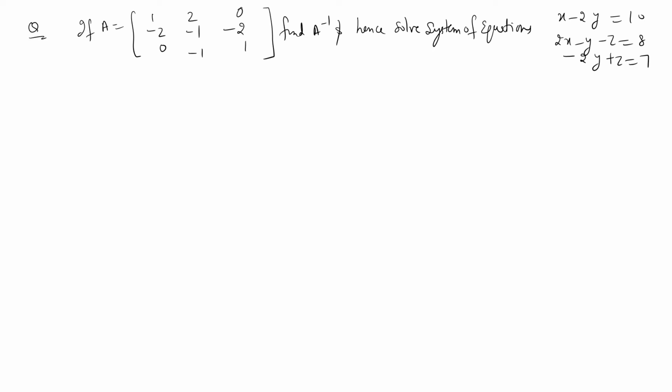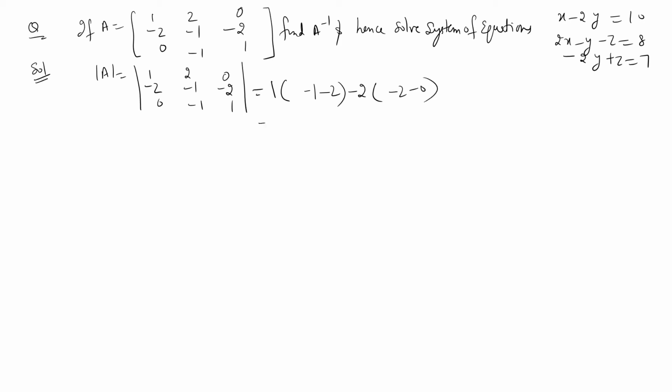Okay, so let us start with the determinant of A. So 1, -2, 0, 2, -1, -1, and 0, -2 and 1. Let us find the determinant first. So it is minus 1 and minus 2, and this is minus 2 times, this is minus 2 and minus 0. So this is minus 3, right? And it is plus 4. So the result is 1, which is not equal to 0, right?